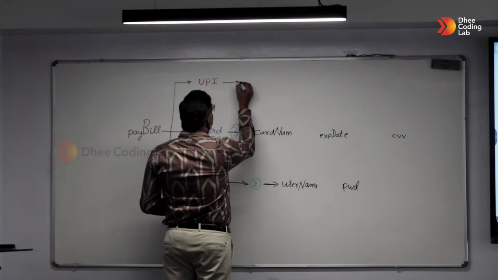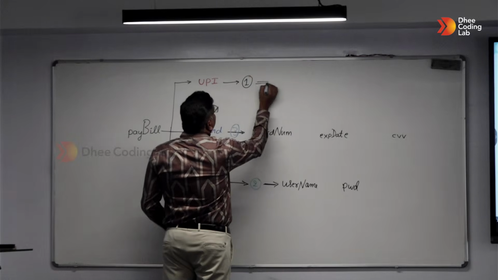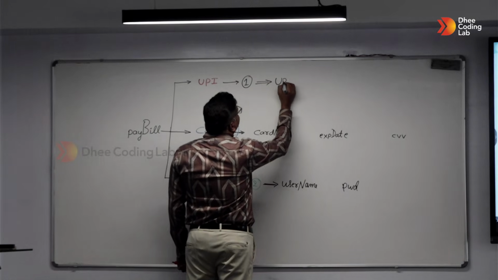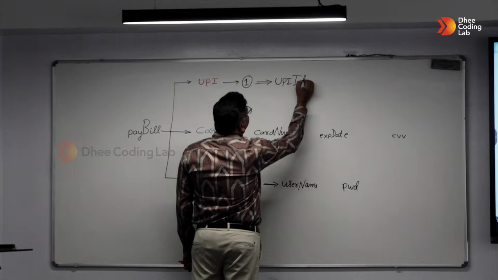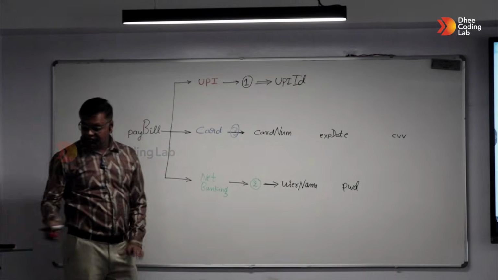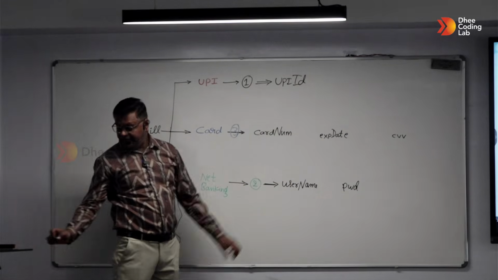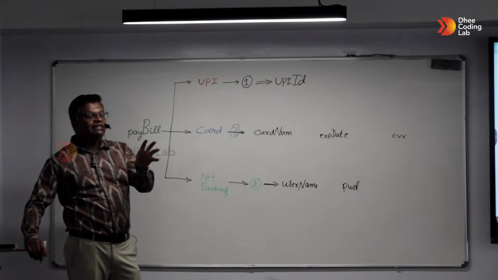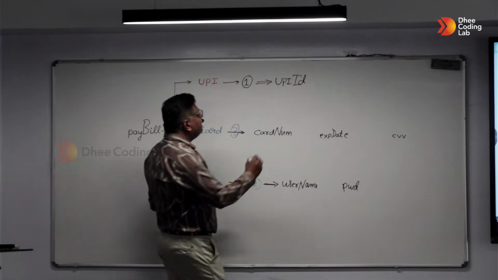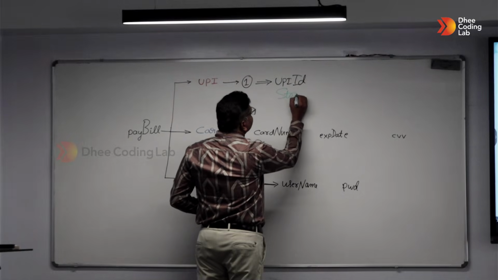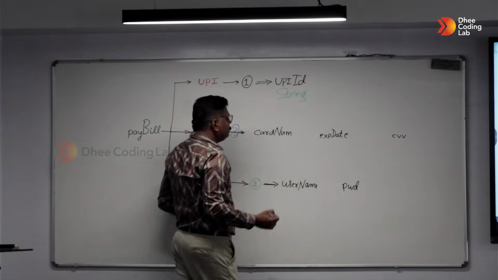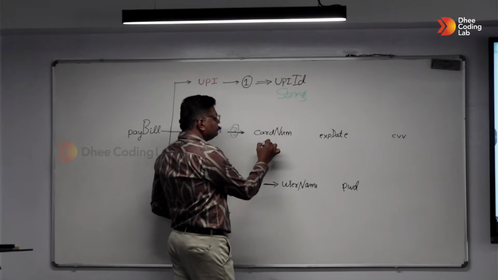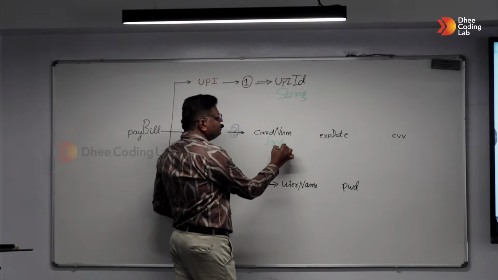I have to enter only one data, could be my UPI ID. Now tell me the data type of the UPI ID, maybe your phone number at the rate OKICICI and other things. Can I consider it as string? Here, what is the data type of card number? Long, because it's a 16-digit number.